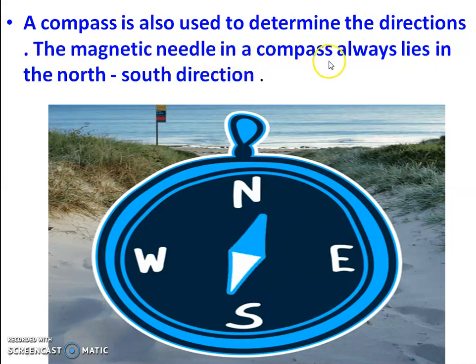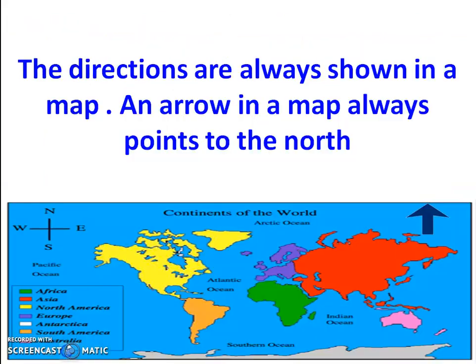Next point is a compass is used to determine the directions. The magnetic needle in a compass always lies in the north and south direction. Whenever you observe a magnetic compass, the needle always indicates the north and south direction. Then we see the directions are always shown in a map by an arrow. A map always points to the north. Whenever you observe any map, an arrow is indicating the north side.